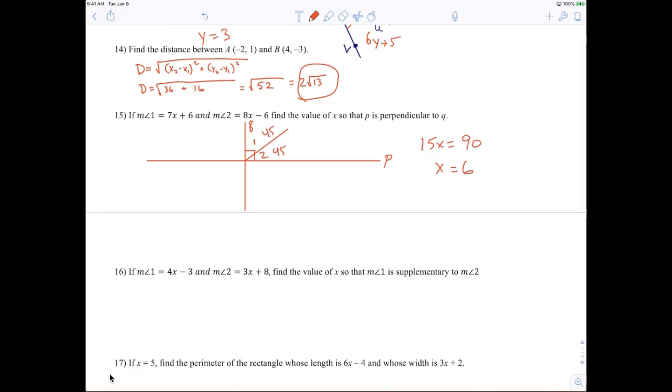Well, it's just asking to find the value of x. But they could have said, what's the measure of angle 1? They could have said, what's the measure of angle 2? So how do you get a 15x? I added 7x plus 8x.